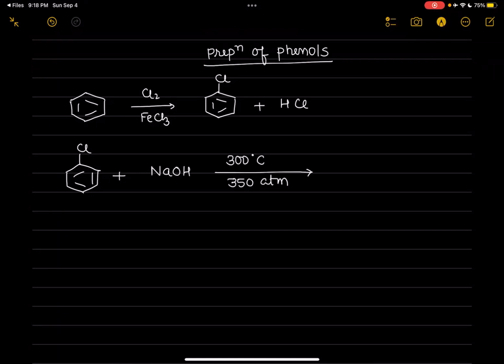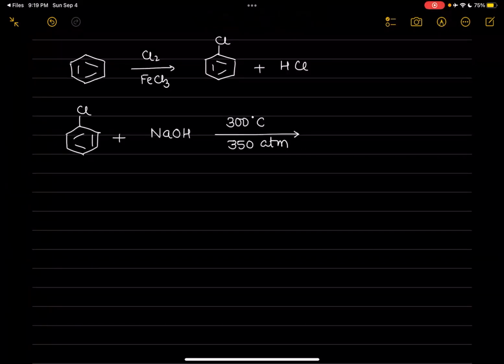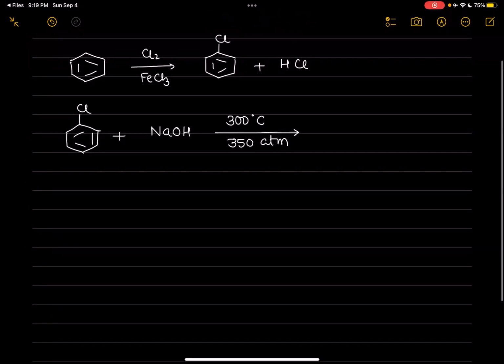So Darshan, yeah, it is hydrolysis. But actually you need very high temperature, right? It is a kind of hydrolysis only, but you require very high temperature. So why is chlorobenzene less reactive? Tell me. Because chlorobenzene is less reactive.